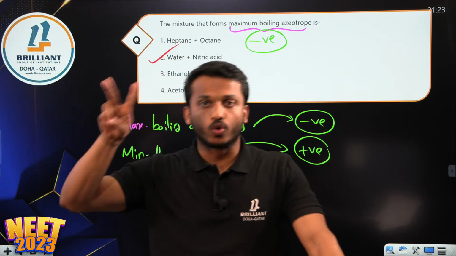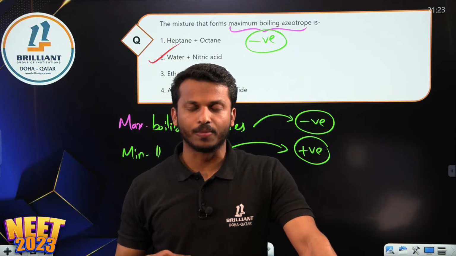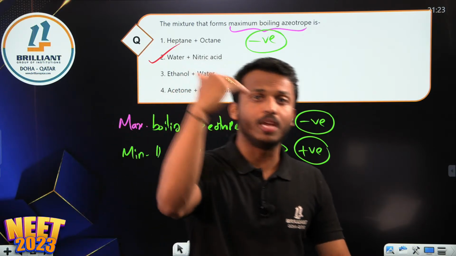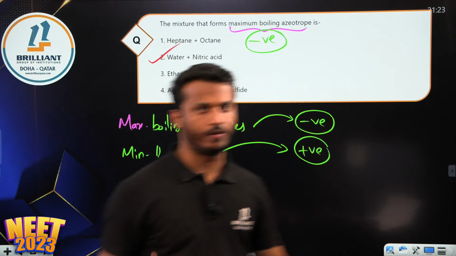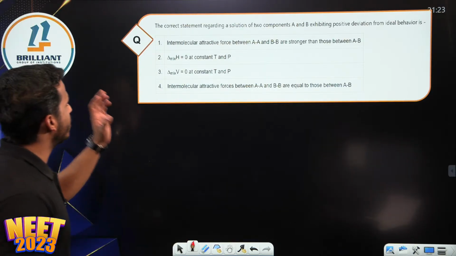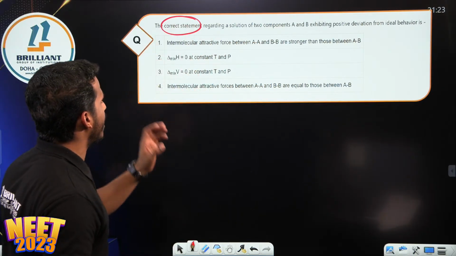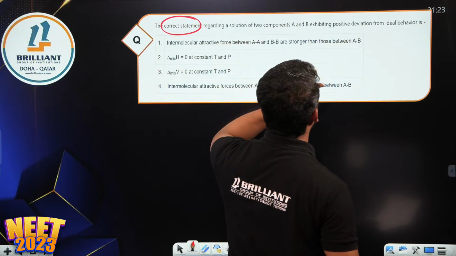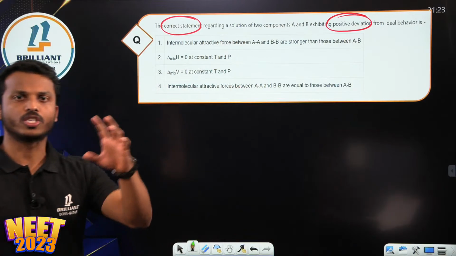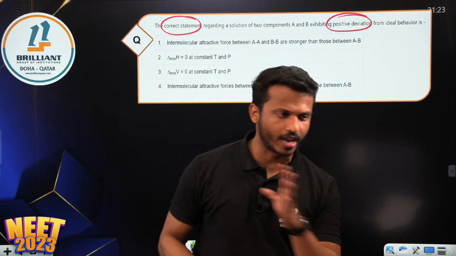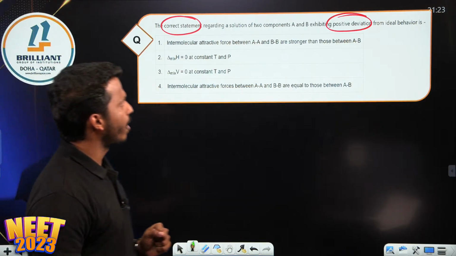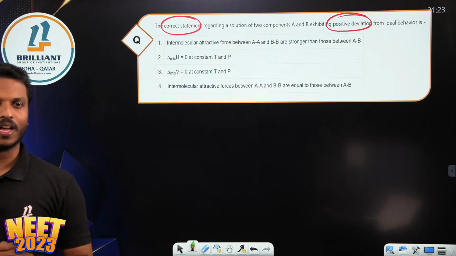So careful, all of you. Azeotropes are of 2 types: maximum boiling, formed by negative deviation, and minimum boiling, formed by positive deviation solutions. Okay, careful about the examples. Next question, dear all: what is the correct statement regarding a solution of A and B exhibiting positive deviation? Read all options carefully and give the correct answer.